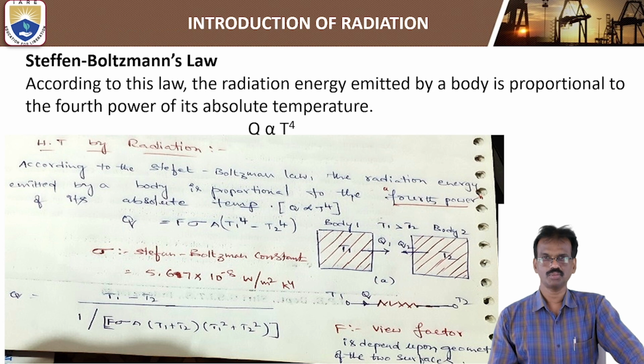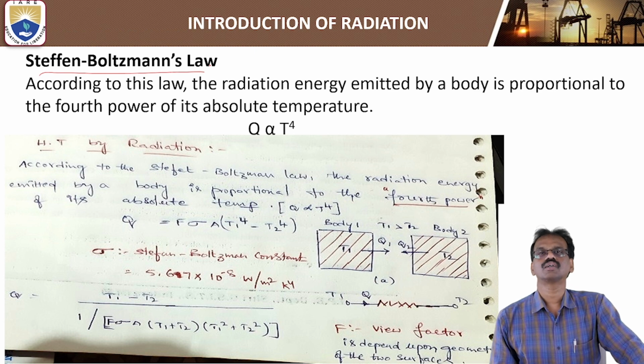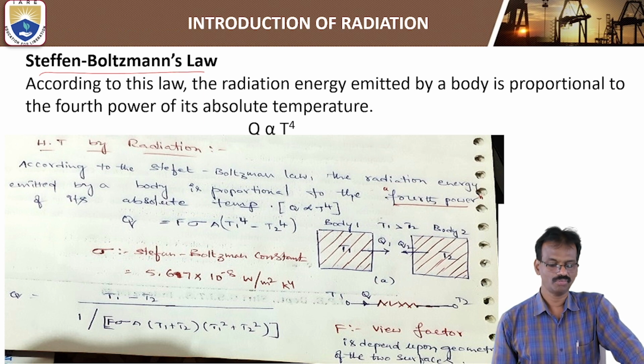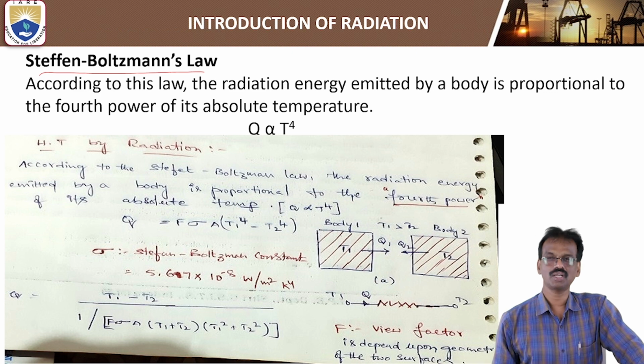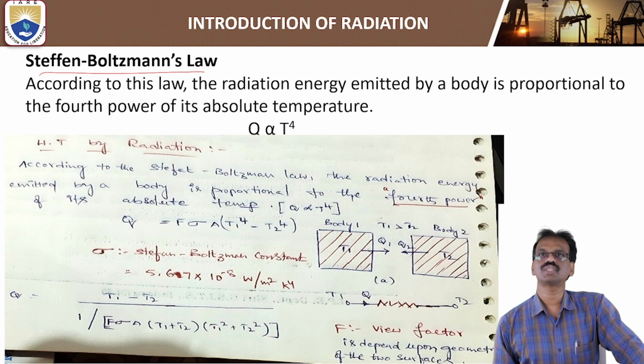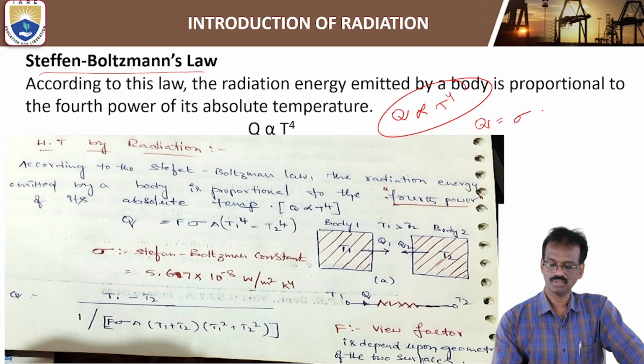The Stefan-Boltzmann law, which was already covered in the first unit, explains the concept of radiation, and it gives the mathematical formula for finding the rate of heat transfer through radiation. According to this law, the rate of heat transfer is proportional to the fourth power of the absolute temperature. So Q is directly proportional to T to the power of 4, otherwise Q is equal to sigma A T to the power of 4.